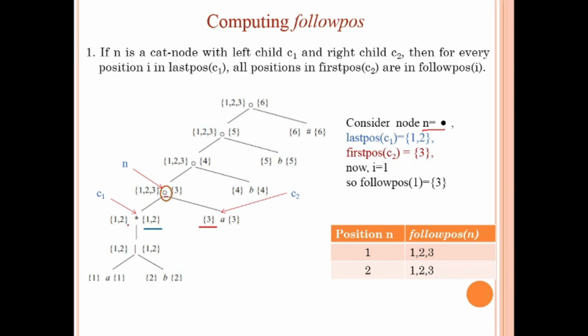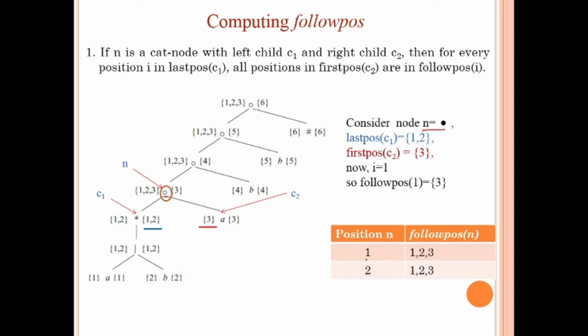For this concatenation node, star is the left child, and its last position we need to find out, that is equal to 1 2. Similarly, for the concatenation node, the right child, or the second child, is A, and its first position we need to calculate, so the first position of C2 is equal to 3. Now we need to consider I from the last position, so we'll take I equal to 1 initially. So the follow position of 1 is equal to the first position of C2, that is equal to 3.